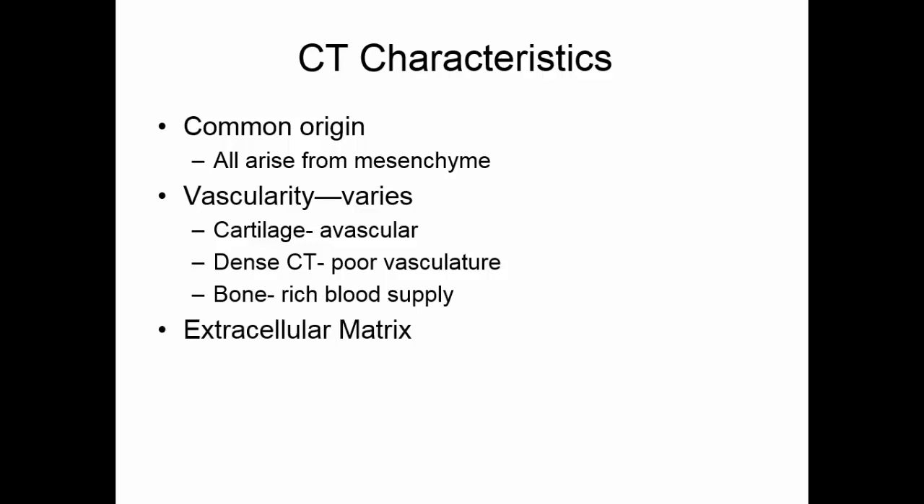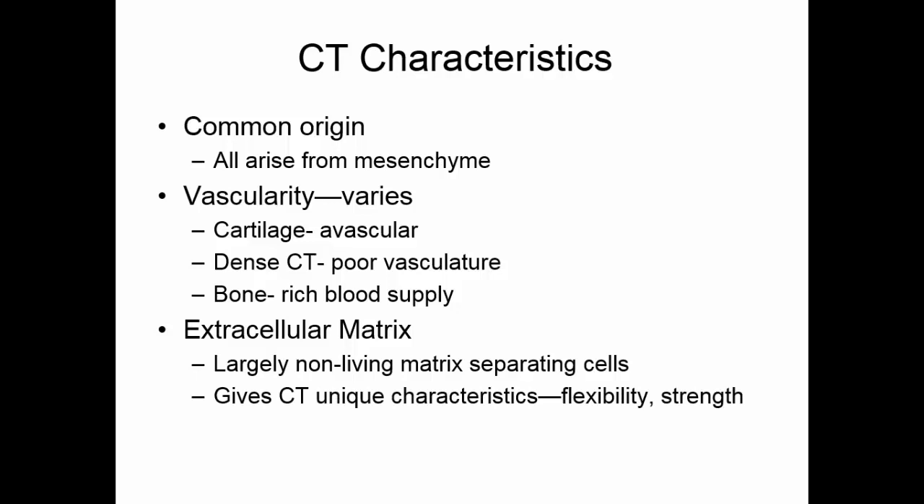The connective tissue cells lie in an extracellular matrix. This is a non-living matrix that keeps the cells separated. Connective tissue cells do not touch, so there are no cell junctions between them. This matrix is what gives the connective tissue its unique characteristics, its flexibility or its strength or whatever it is that this particular connective tissue does.